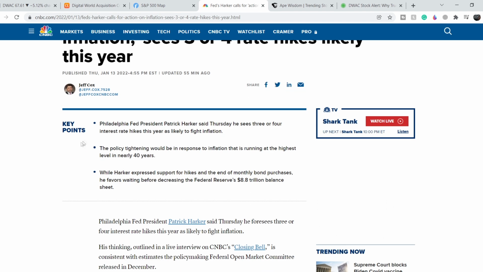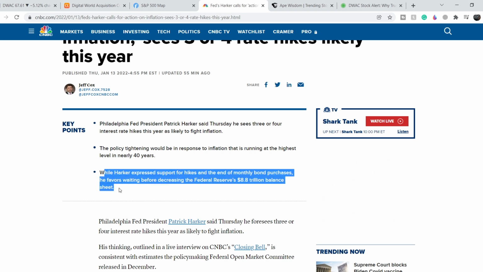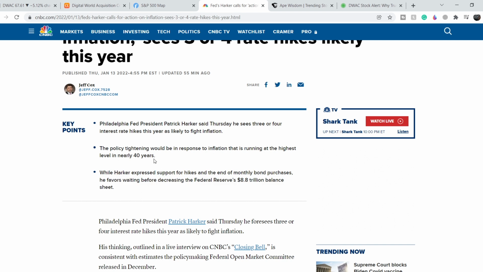The key points are the following. Philadelphia Fed President Patrick Harker said Thursday he sees 3 or 4 interest rate hikes this year as likely to fight inflation. The policy tightening would be in response to inflation that is running at the highest level in nearly 40 years. While Harker expressed support for hikes and the end of monthly bond purchases, he favors waiting before decreasing the Federal Reserve's $8.8 trillion balance sheet. So, definitely this news had an extremely negative reaction from the markets, and that's why we have a lot of bearish pressure on the market right now.